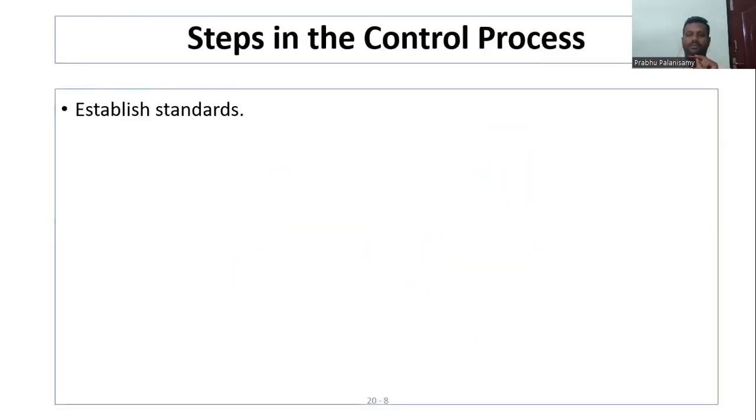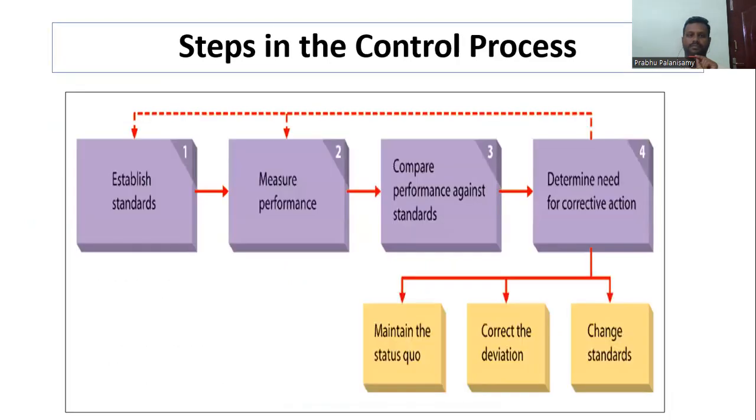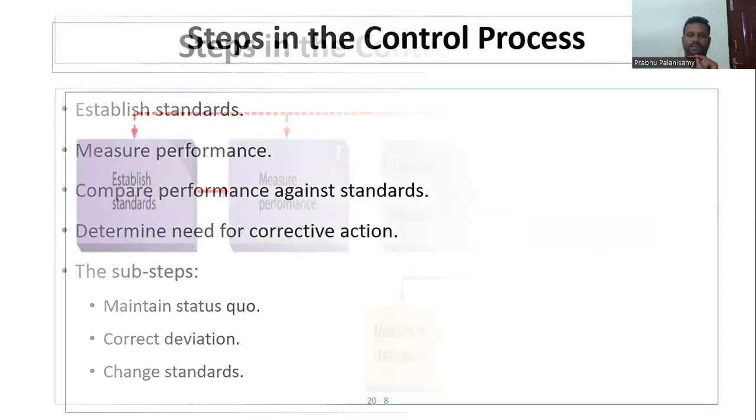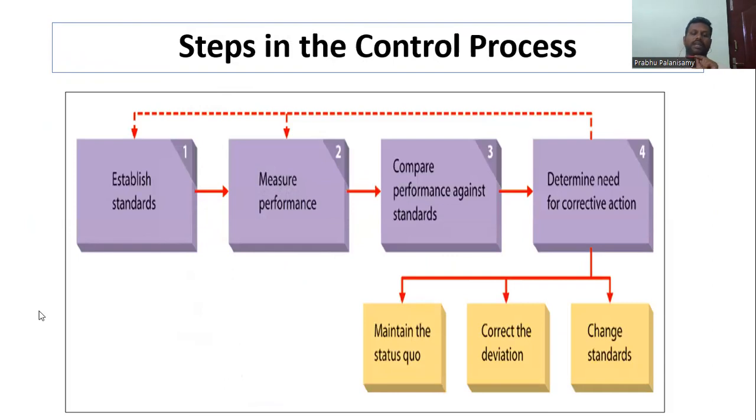Process of controlling. Establishing the standards, measuring performance, comparing the performance against the standards, and determining the need for corrective actions. In this, maintain the status, correct deviation, or change standards. So establishing the standards: the company has its own standards that have to be established by the company and kept.